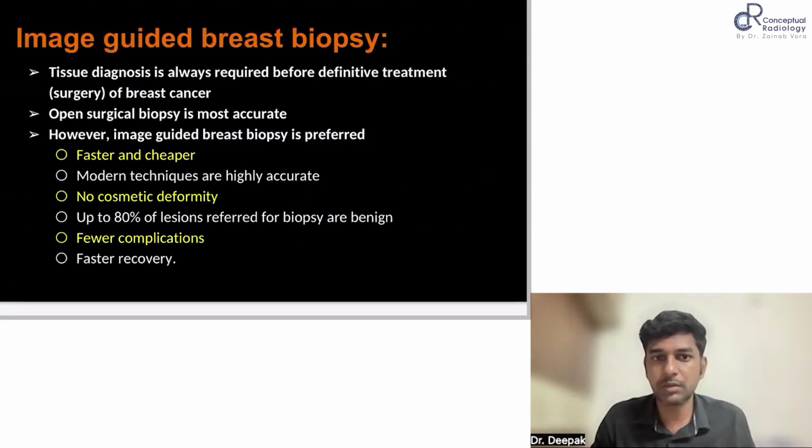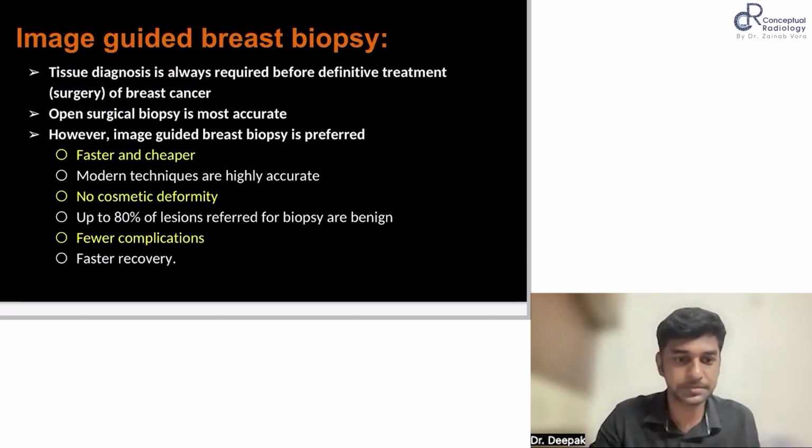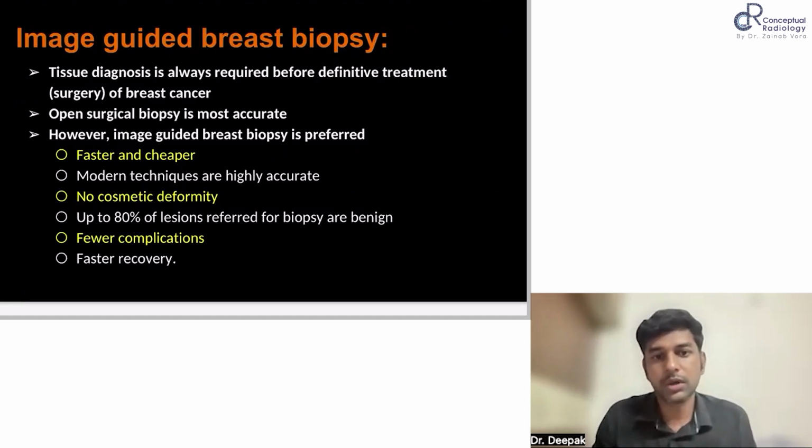So let's see about image-guided breast biopsy. Why is image-guided breast biopsy needed? Because most of the breast lesions, when suspicious, need tissue diagnosis before further management. Before image-guided breast biopsy, surgical biopsy was the go-to management that was being done.